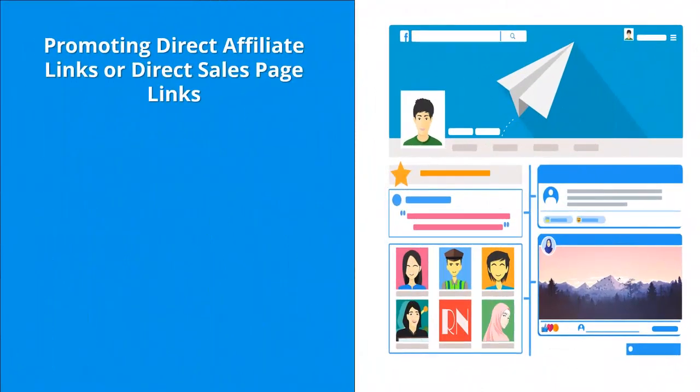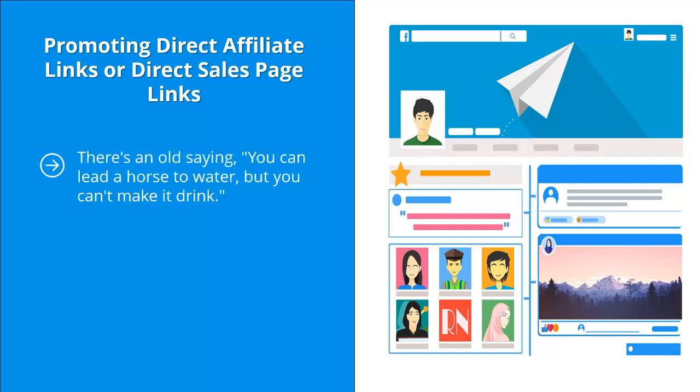Promoting direct affiliate links or direct sales page links. There's an old saying: you can lead a horse to water, but you can't make it drink. By the same token, you can get a lot of people on Facebook to click on your links, but don't expect them to convert once they go to that affiliate sales page or your own direct sales page. Why won't people buy? After all, they did click on your ad, right? Answer: they haven't been properly qualified.